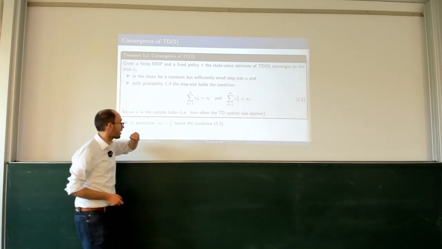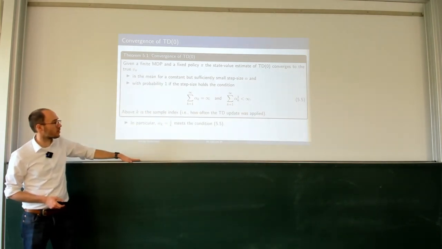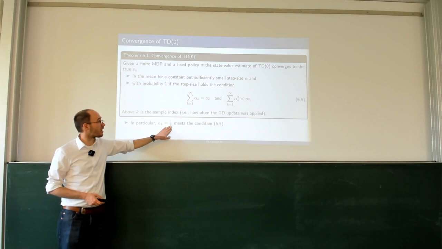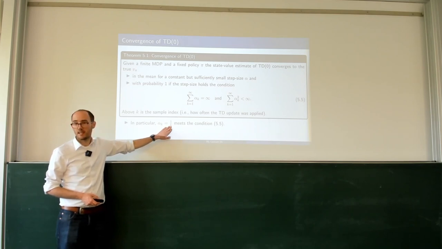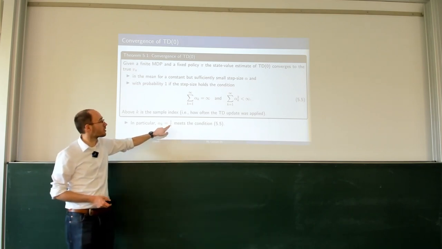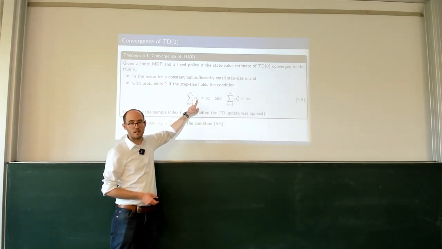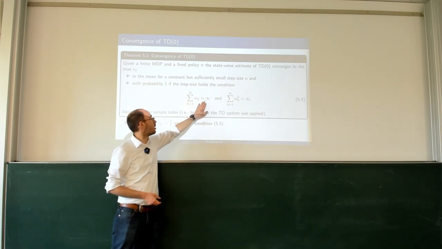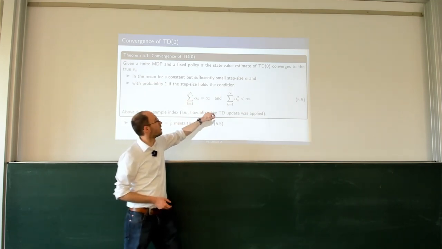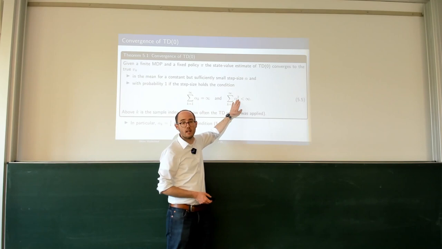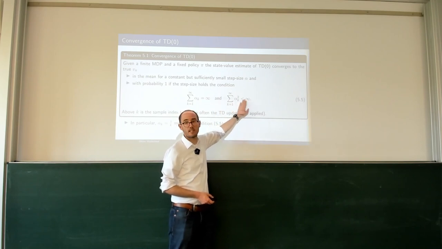And there's one specific series which meets this requirement, and that's the series 1 over k, right? If you add up 1 over k infinitely many times, this becomes infinitely large. If you sum up 1 over k squared, you will see that this is a finite value.